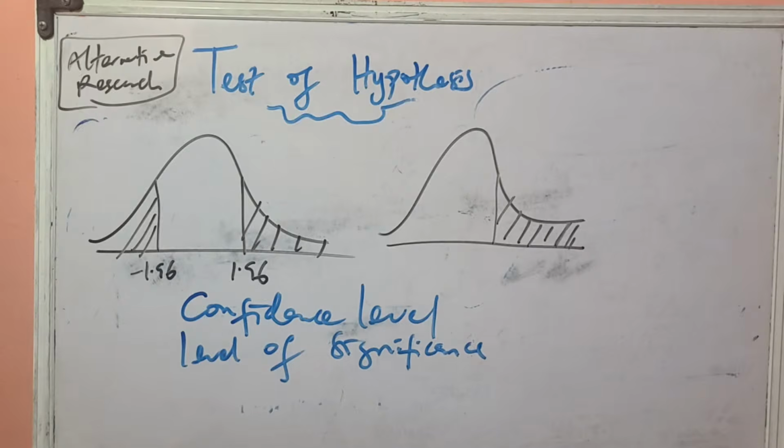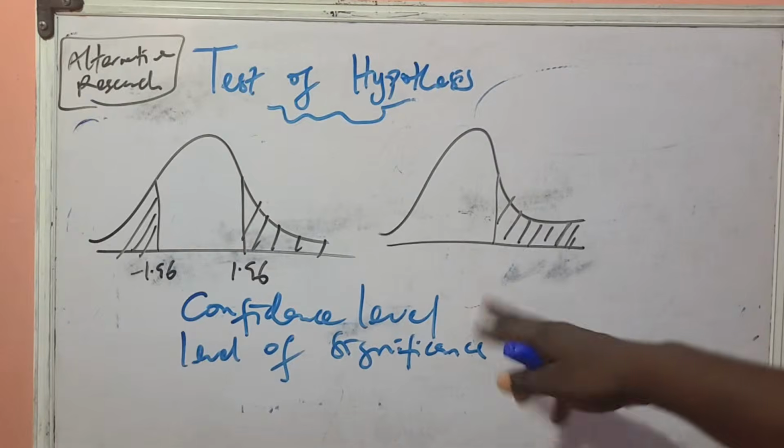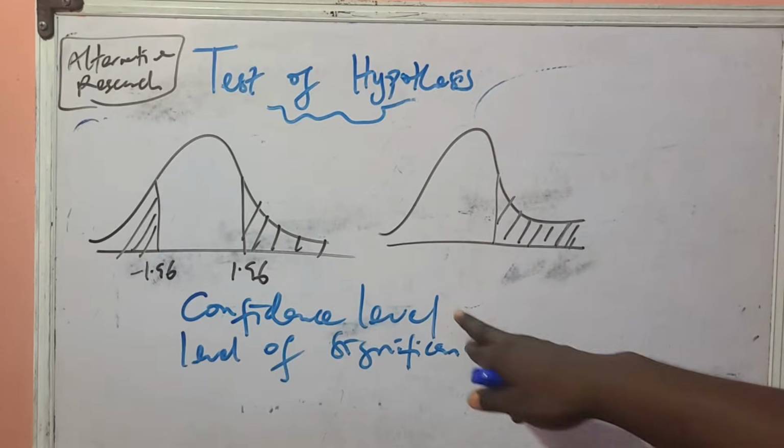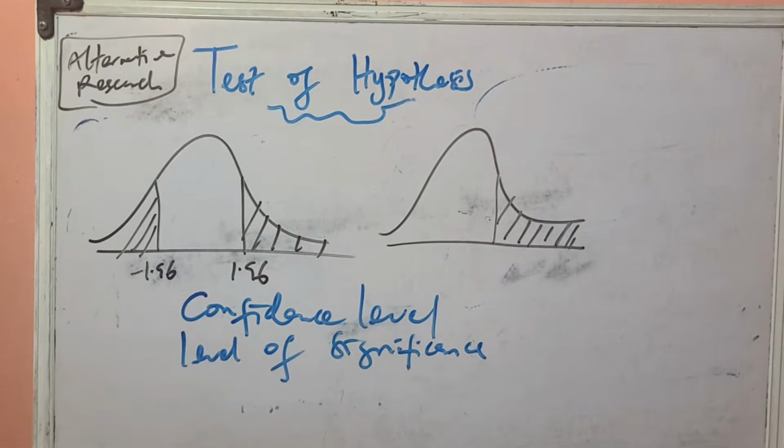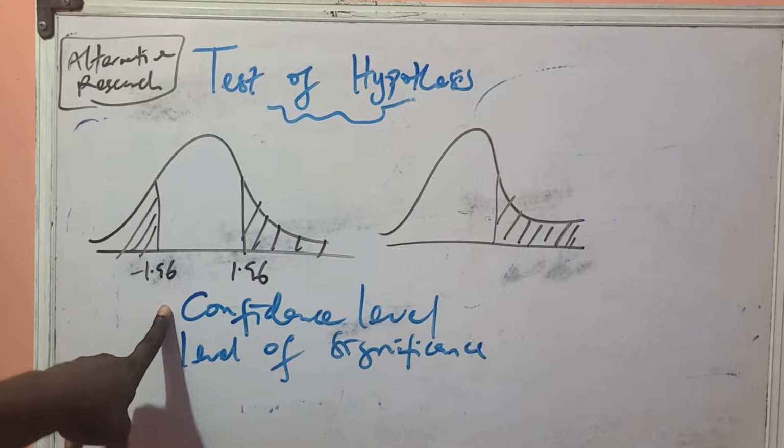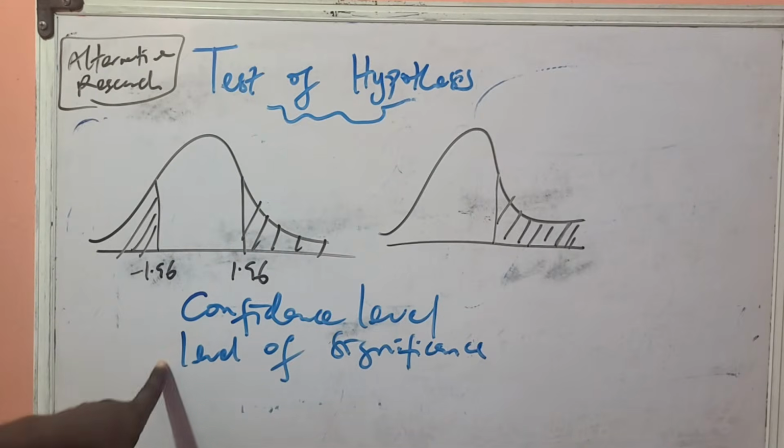Please pay attention to this. This is the basics on which many of the things you'll be saying will be defined. In short, you can't talk about any testing without talking about one of these things. You cannot talk about test of hypothesis without identifying the confidence level. Once you identify the confidence level, the level of significance will come out. It's one of the two. They work together. So if you have the confidence level, you have the level of significance immediately. If you have the level of significance, you have the confidence level.